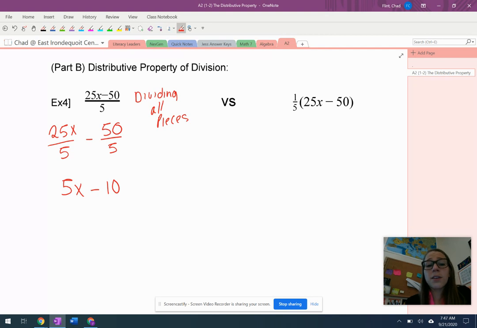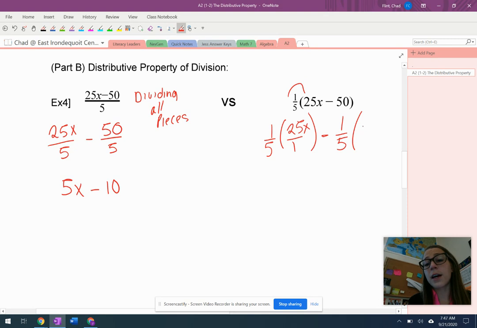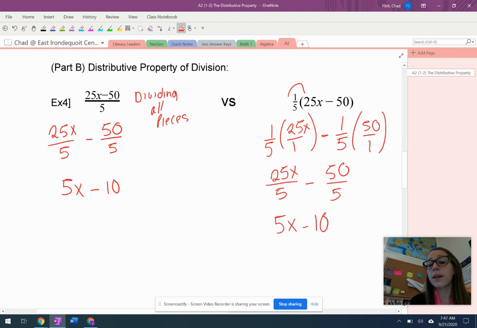And over here, this other one, this is actually the same exact problem as that first one. It's just written as, instead of divide by 5, it's written as times 1/5. So 1/5 times 25x over 1 minus 1/5 times 50 over 1. And again, we get that same exact fraction, leaving us with the same exact simplified expression.